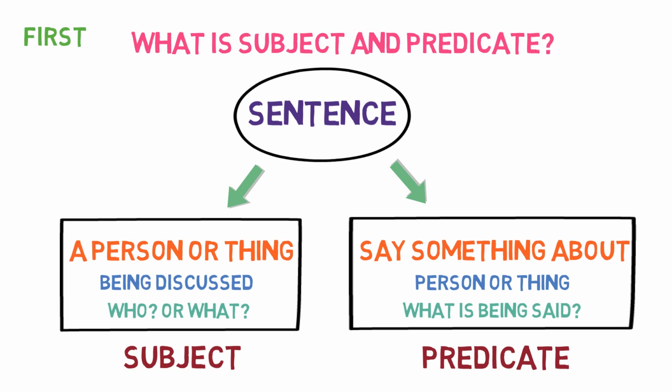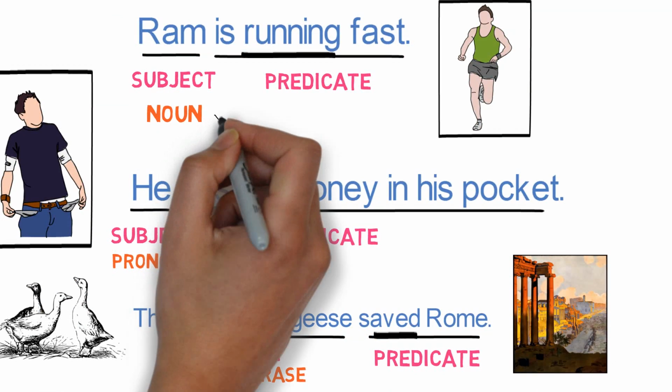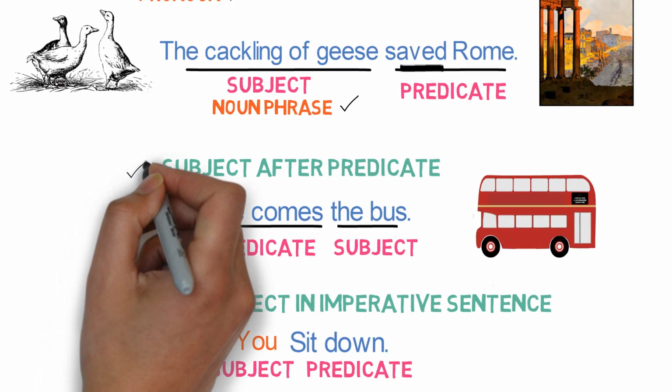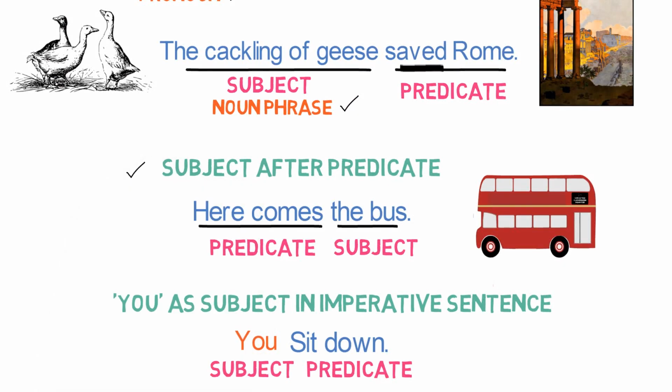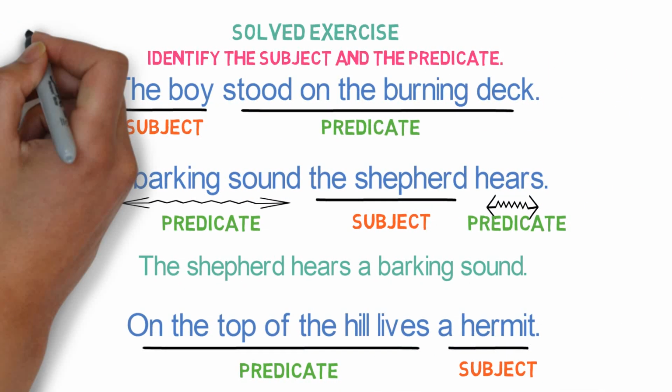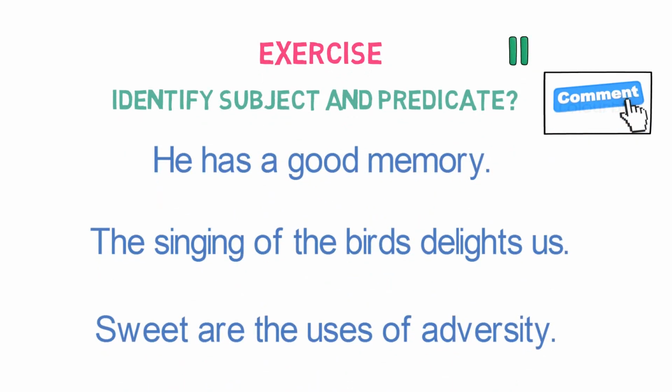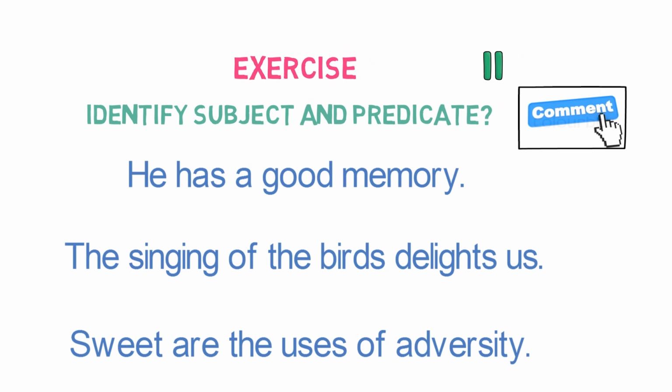Then we learned the 3 points to keep in mind. Number 1. The subject can be a noun, pronoun or noun phrase. Number 2. Subject usually comes first, but occasionally it is put after the predicate. And number 3. In imperative sentences, you is by default subject. Finally, we looked into an exercise. The first one was a solved exercise, and the others answer you will be providing me in the comment section. That's all in this video.